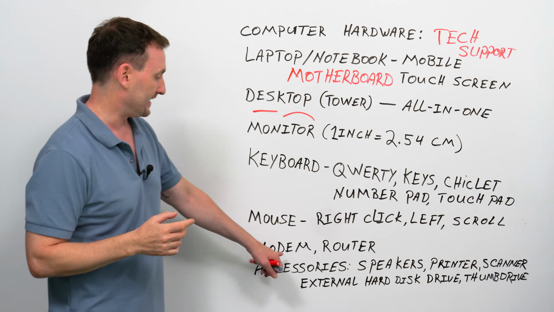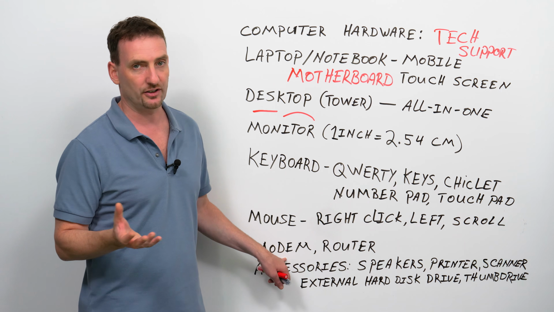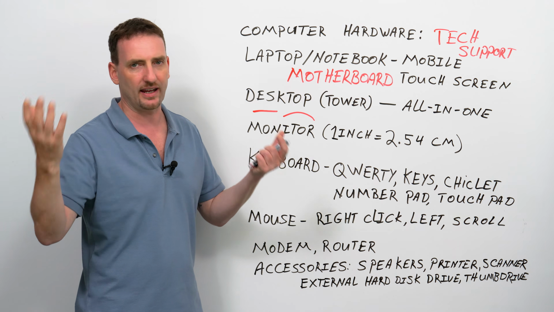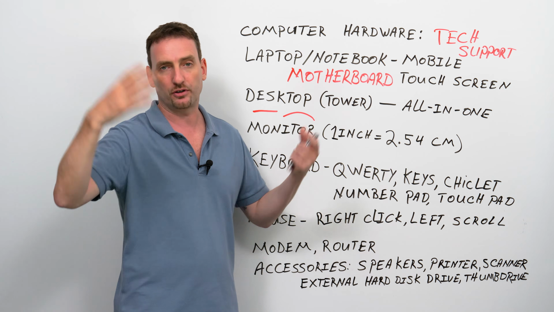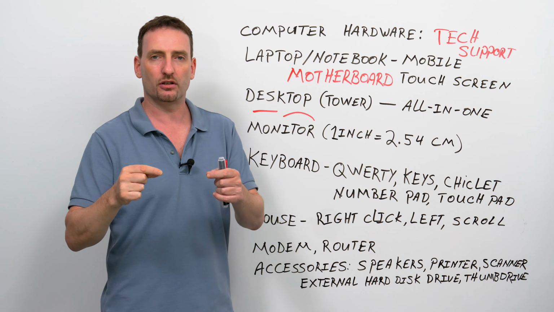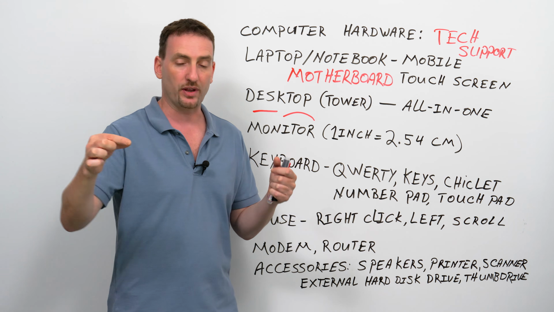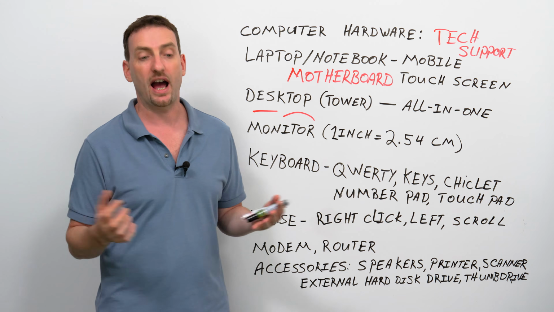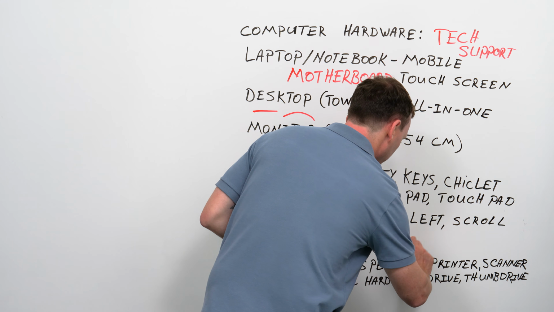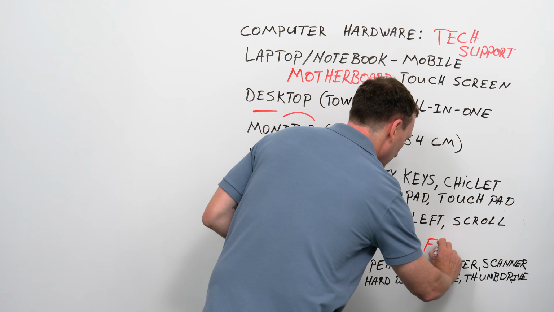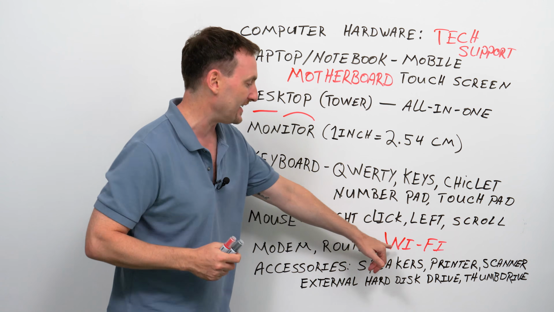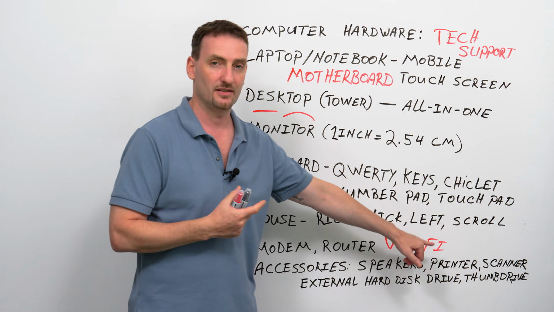Okay? Next, if you want to connect to the internet, you're going to need a modem. A modem is basically the phone line or the cable line that connects the computer to the internet. And if you don't want to connect your computer to the internet with a cable, then you need Wi-Fi. Okay? And just to make sure we understand, I know in some countries they pronounce it a little bit differently. In English we say Wi-Fi, okay?